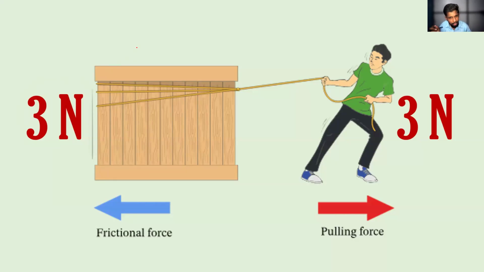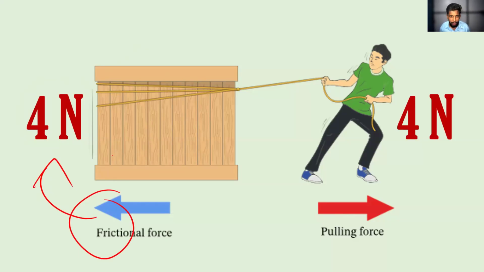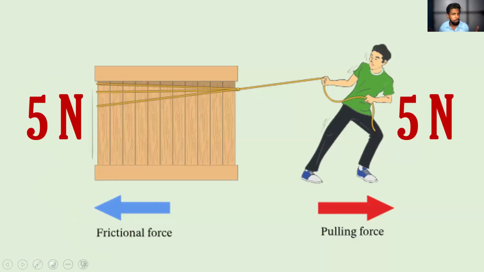Then you apply another 4 Newton. When you apply 4 Newton, the frictional force will also be 4 Newton. So what will happen to the object? Still the object is not moving. When you apply 5 Newton, still the object is not moving. Like this, you keep increasing the force little by little: 6, 7, 8, 9, 10.